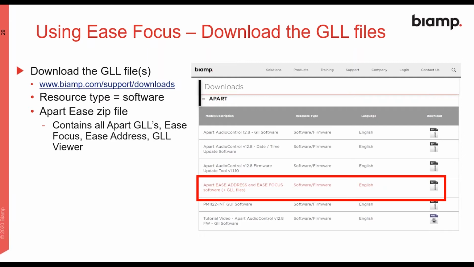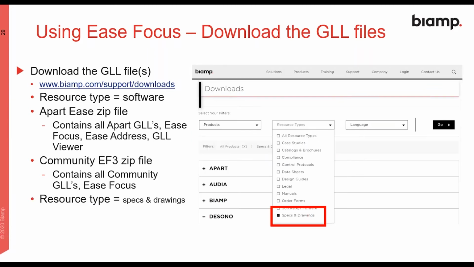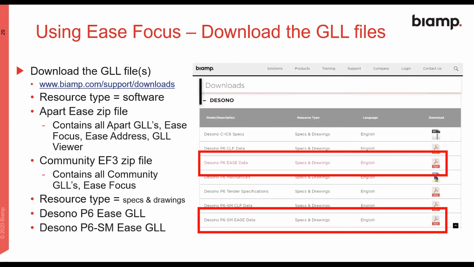So download that file. You've got a good start because you've got all of the apart audio GLL files. For the community ones with the same resource type, go to the community section, download community EF315. Then you've got all the community GLL files and ease focus. Then if you change the resource type to specs and drawings, you can then go in and get the Disono P6 and the P6SM GLL files. The Disono CIC6 files are actually in the specs and drawings section, which is slightly above.